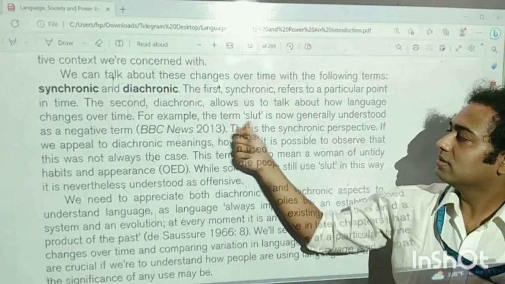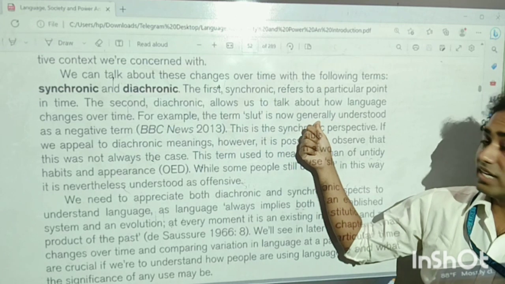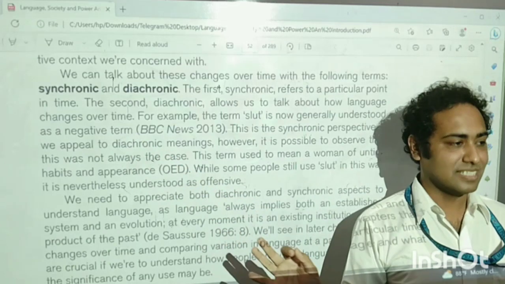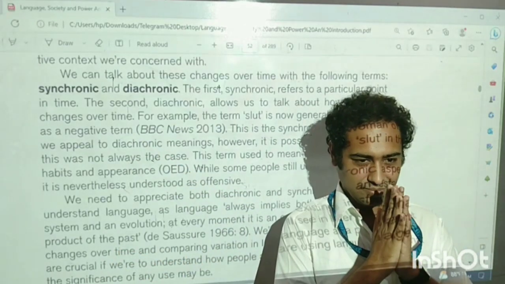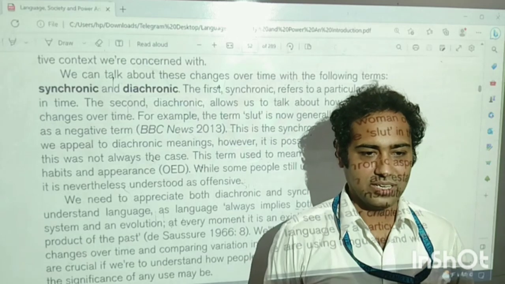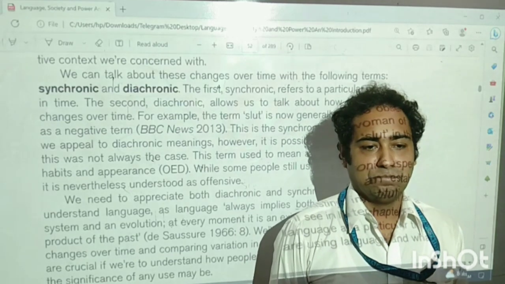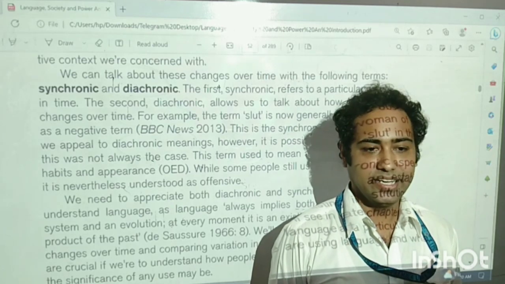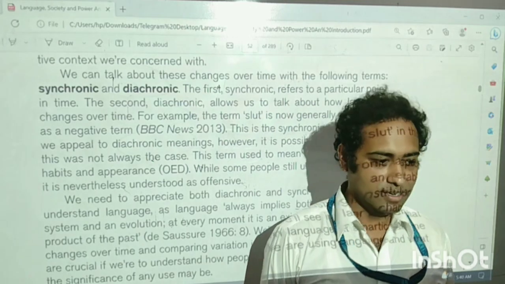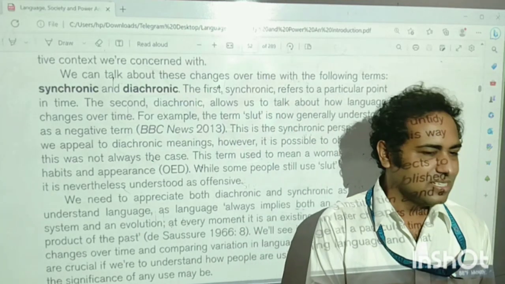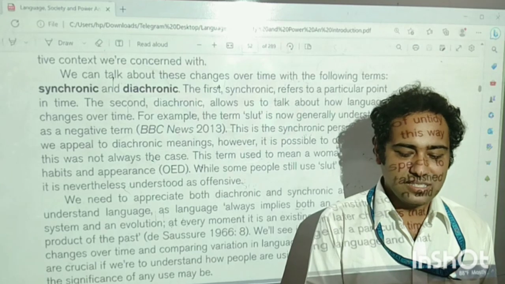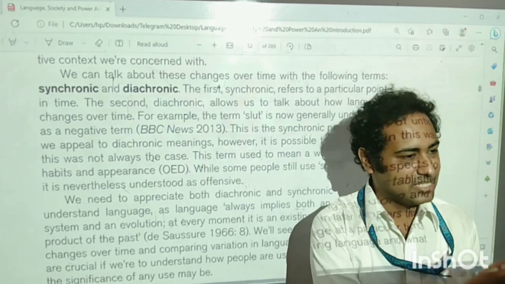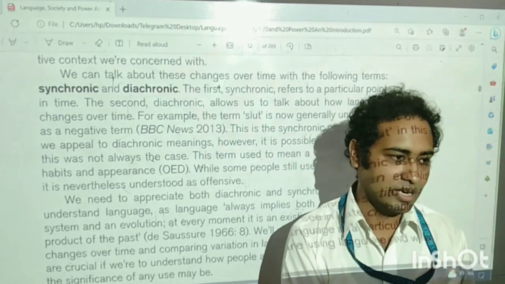For example, the term slut is now generally understood as a negative term. What is slut? Suppose a dirty boy or a dirty girl. So slut is a dirty girl. Dirty girl means she's not clean. She doesn't clean her shoes, dresses. She always likes to stay in the usual position. That is called slut. It's interesting.